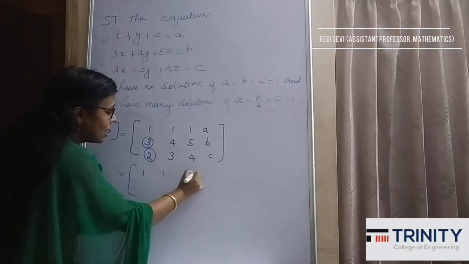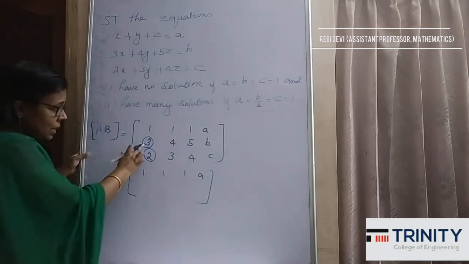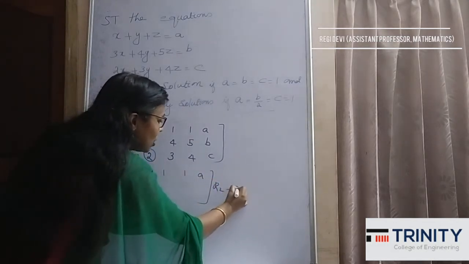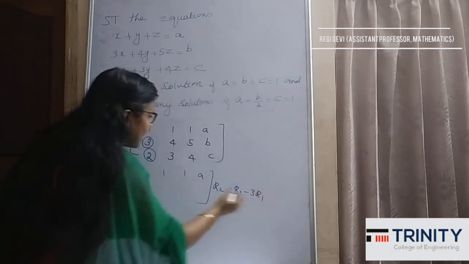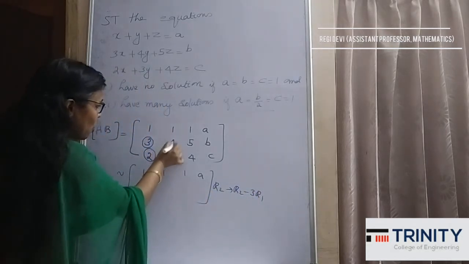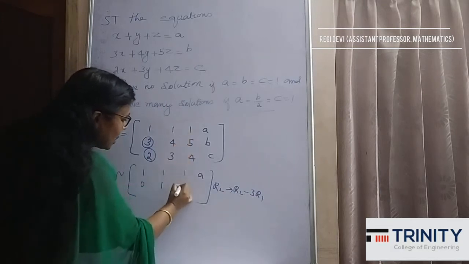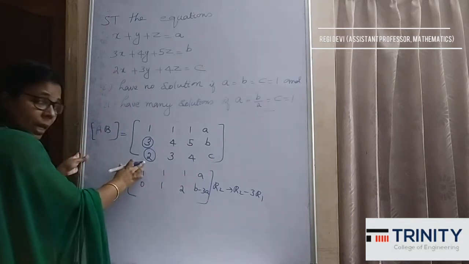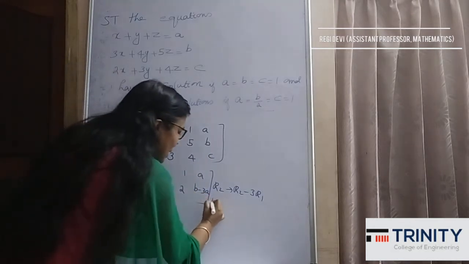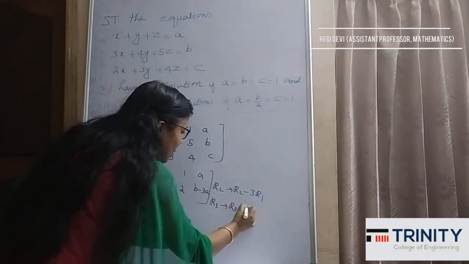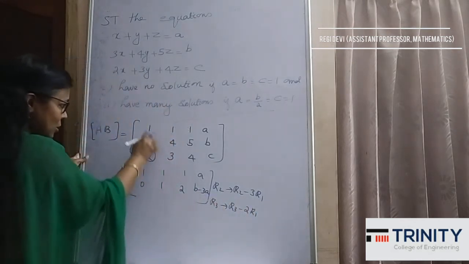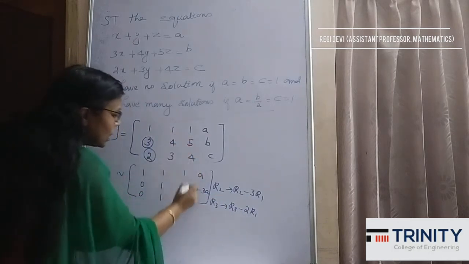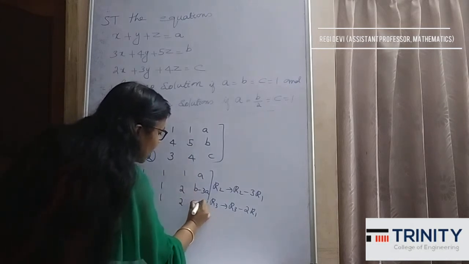First row: 1, 1, 1, A. We have to make this 3 as 0 by using the operation R2 becomes R2 minus 3 times R1. That is 0, 4 minus 3, 5 minus 6, B minus 3A. Now this 2 can be made into 0 by the operation R3 becomes R3 minus 2 times R1. That is 2 minus 2, 0, 3 minus 2, 1, 4 minus 2, 2, then C minus 2 times A.